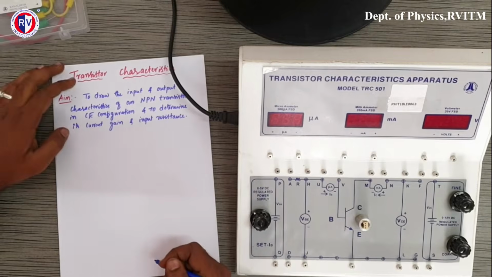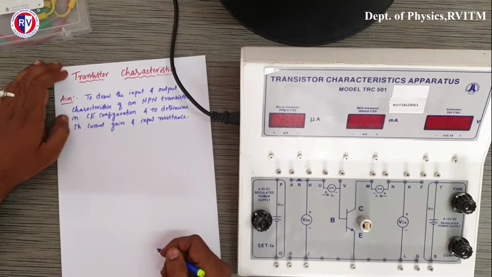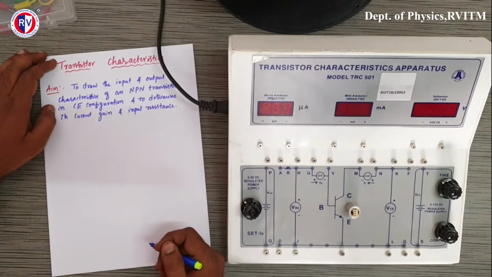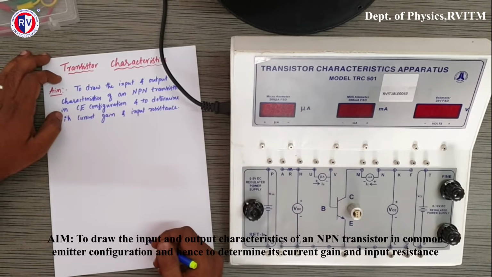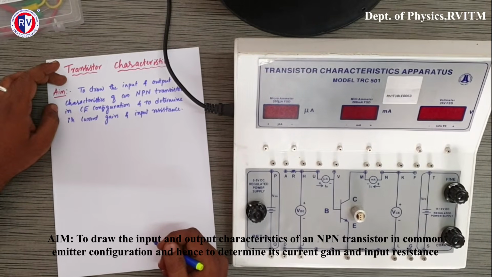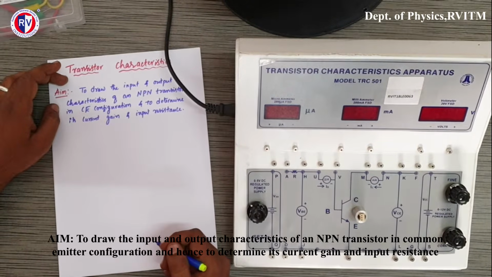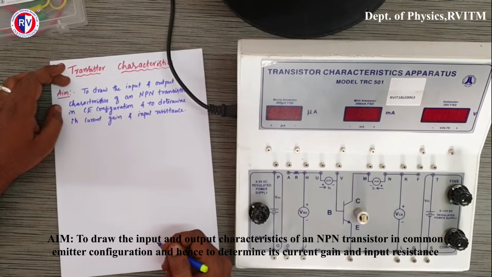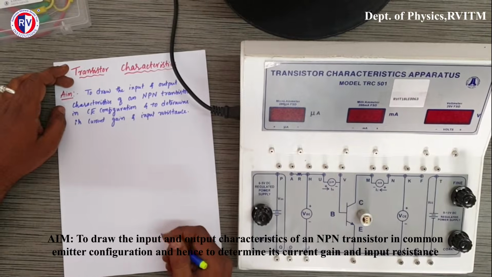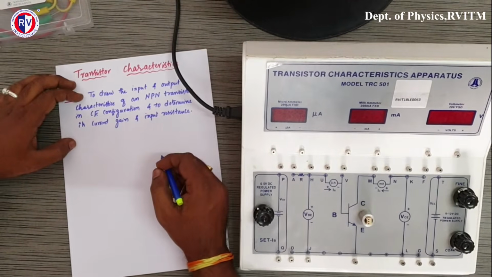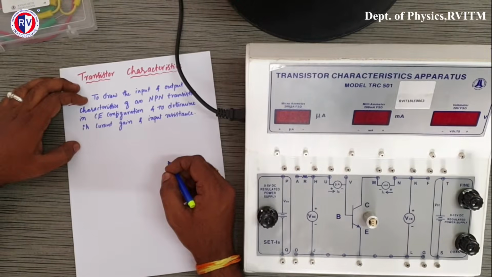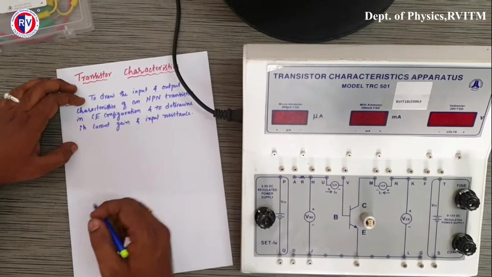Namaste students. Today we will study transistor characteristics, and I will also teach you how to perform this experiment. The aim of the experiment is to draw the input and output characteristics of an NPN transistor in CE configuration and to determine its current gain and input resistance. Now let's understand the fundamentals of transistor characteristics, then we'll go ahead with the experiment.